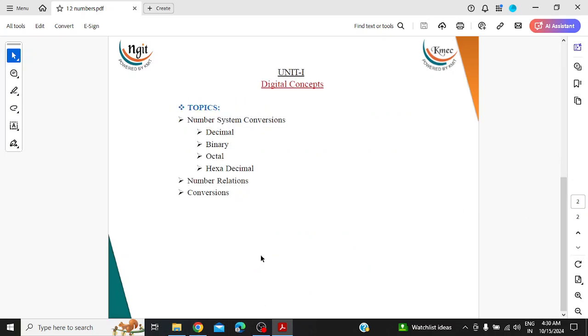The topic covered in this session is number system conversions. Under number system conversions, we are going to see different types of numbers: the decimal number system, binary number system, octal number system, hexadecimal number system, and the relationship between numbers and these conversions. Let's get into our topic.